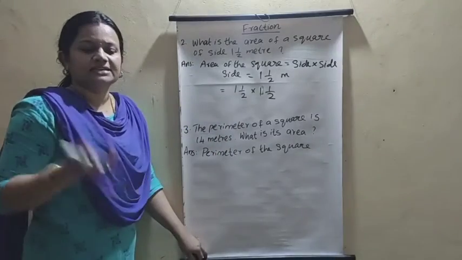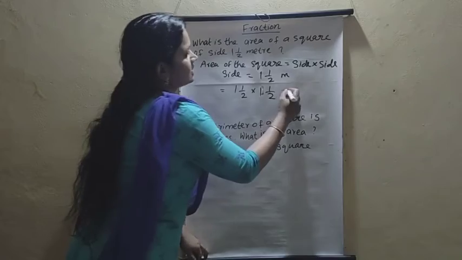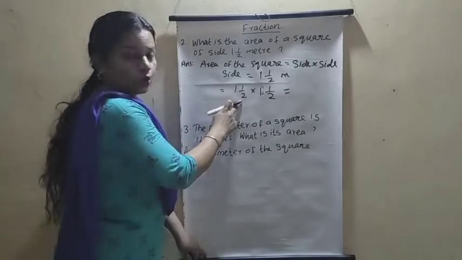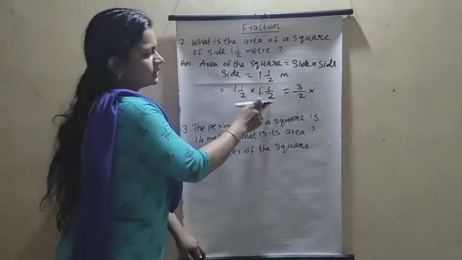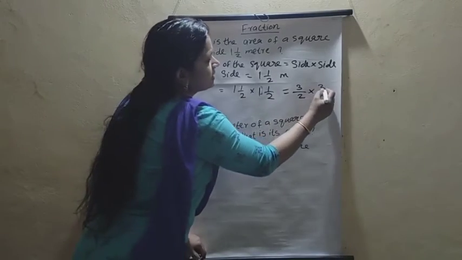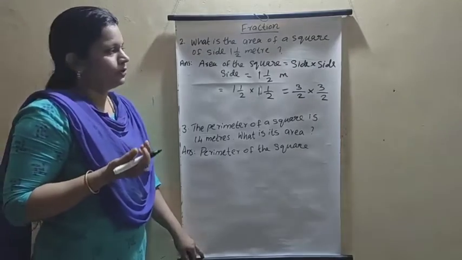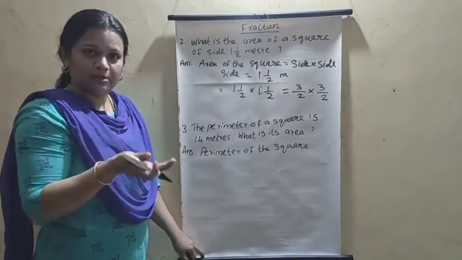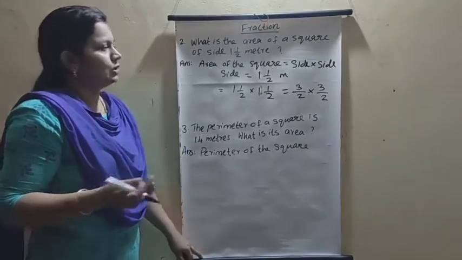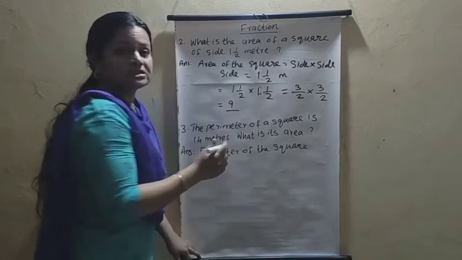This is the mixed fraction. This mixed fraction is converted into the improper fraction. 1 2s are 2, 2 plus 1 is 3, so 3 by 2. Again, do this: 1 2s are 2, 2 plus 1 is 3 by 2. Then 3 by 2 into 3 by 2. How to multiply the fractions? Numerator into numerator, denominator into denominator. 3 3s are 9, 2 2s are 4.